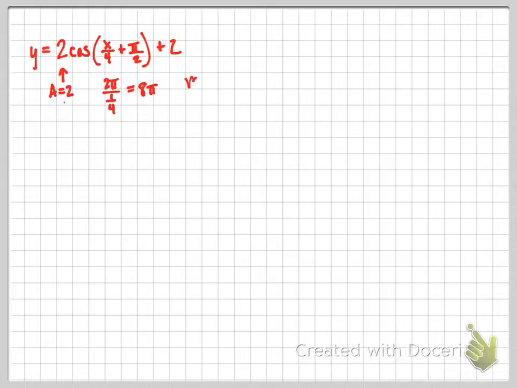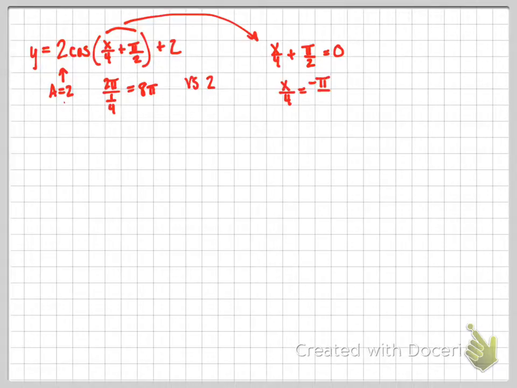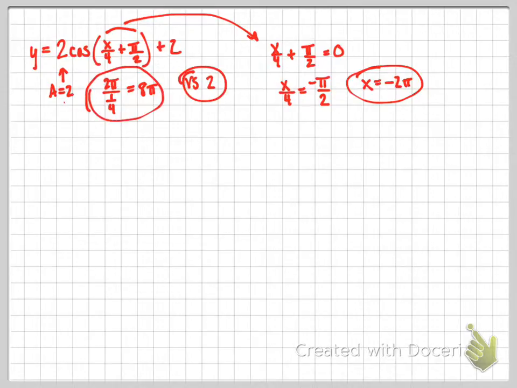My vertical shift is 2, and then my phase shift is taking the parentheses and setting it equal to 0. I have x over 4 plus pi over 2 equals 0. X over 4 equals -pi over 2. So x equals -2 pi. Okay, so here you have what our phase shift is, and I found that just by cross-multiplying, no big deal. So I have my phase shift, my vertical shift, my period, and my amplitude to graph.